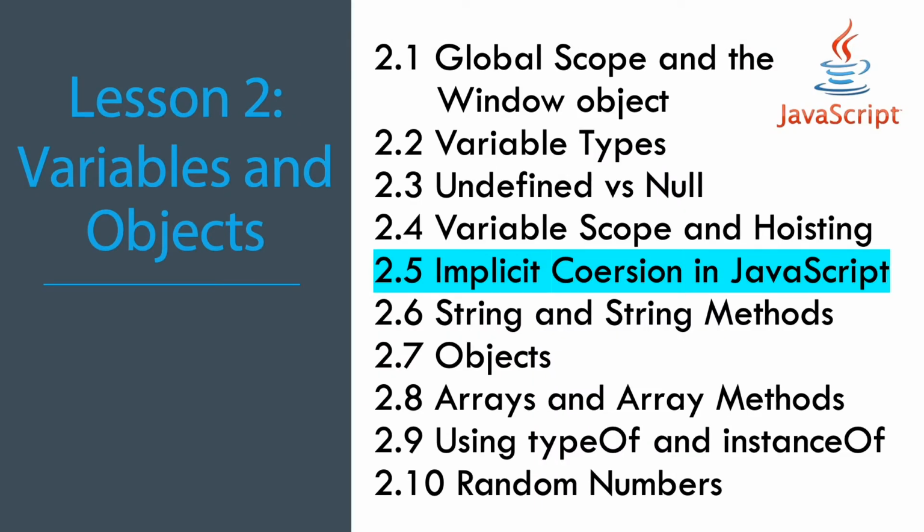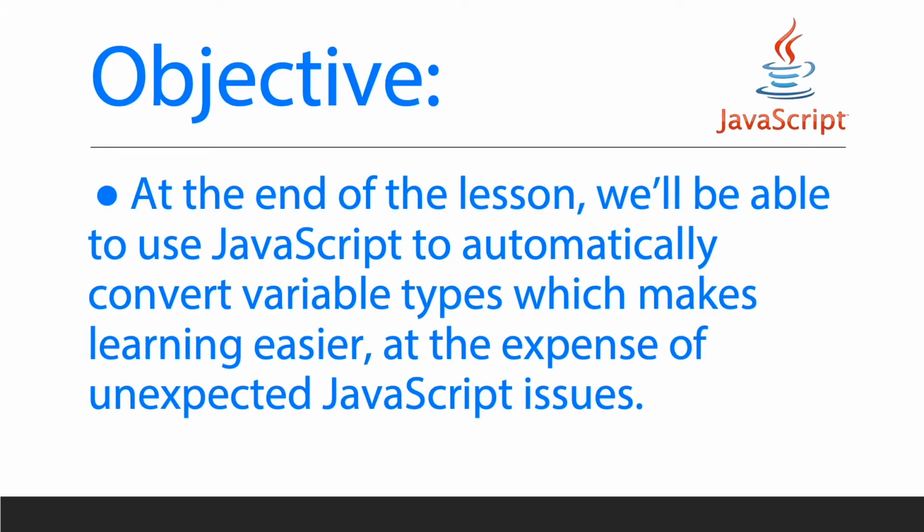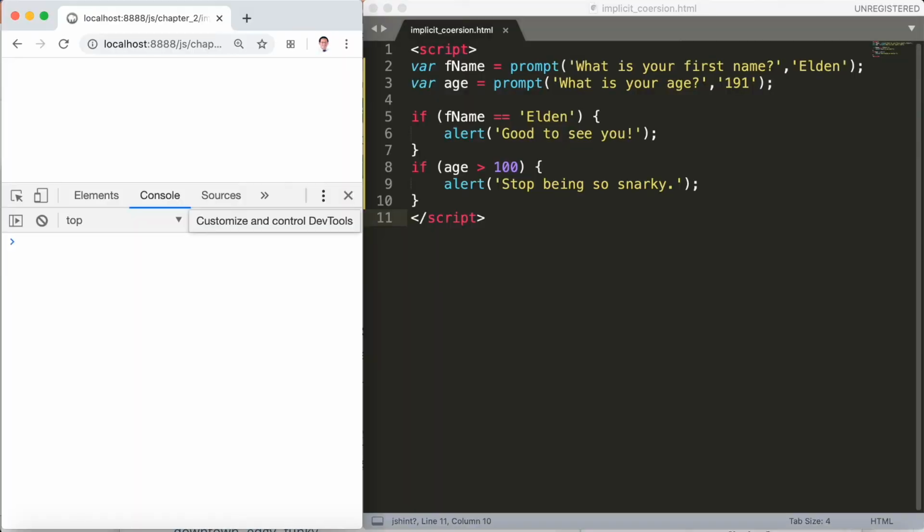Our main topic is JavaScript variables and objects, lesson 2.5, implicit coercion in JavaScript. At the end of this lesson, we'll be able to discover how JavaScript automatically converts variable types for us. This can make learning easier, but it can also cause unexpected issues. This is where we'll continue our lesson from the previous discussion.